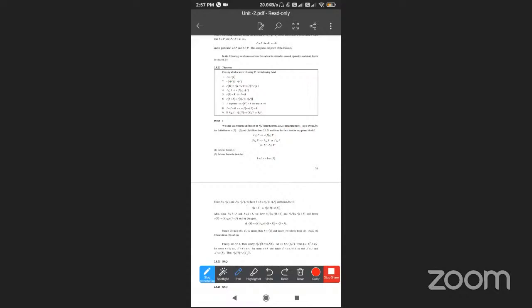Finally, we show that the radical of (J/I) equals the radical of J over I, where I is a subset of J. Clearly J/I is a quotient ring. Let the quotient ring element x plus I belong to the radical of J/I. So (x plus I) to the power of some n belongs to J/I.